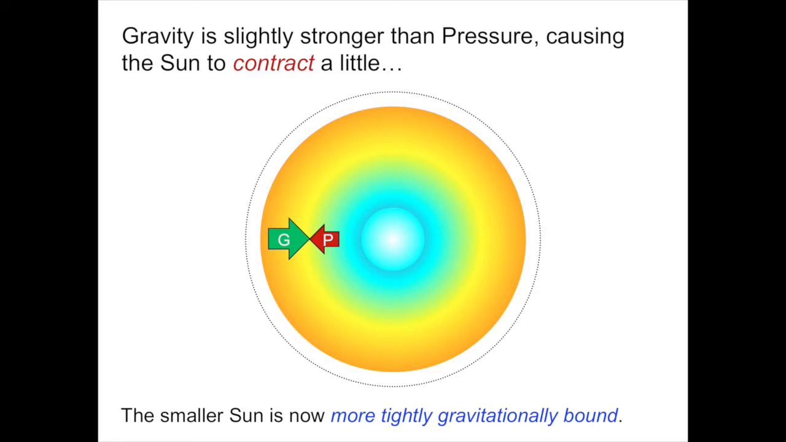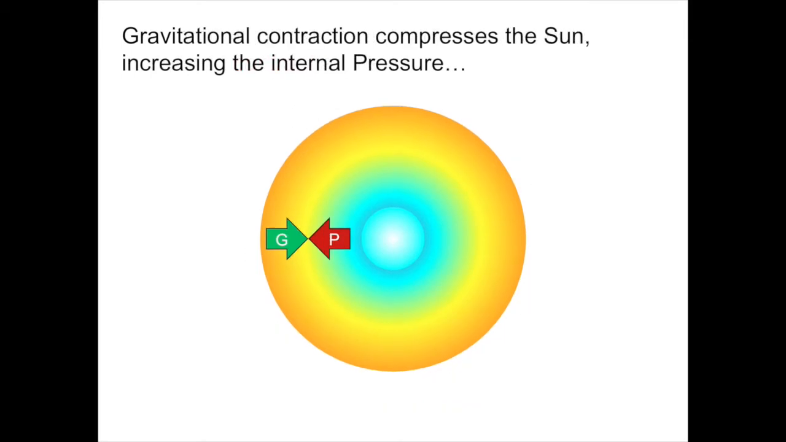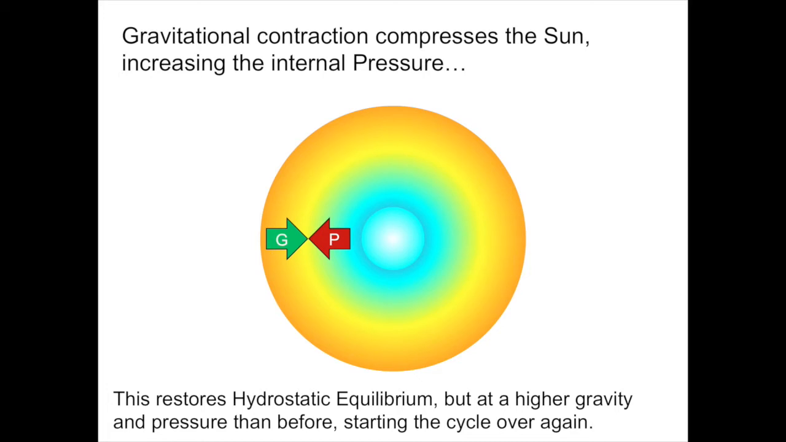But the sun's not done. If it's more tightly gravitationally bound, that means that the sun is now compressing. But if the sun is compressing, that increases the internal pressure. And it increases the internal pressure to the point that it temporarily restores hydrostatic equilibrium, but now the restoration of equilibrium is in a slightly smaller sun with a slightly higher gravitational binding and pressure than before. So the state of hydrostatic equilibrium is not a stationary quantity, it's an instantaneous statement about the state of the gas inside of a self-gravitating star.